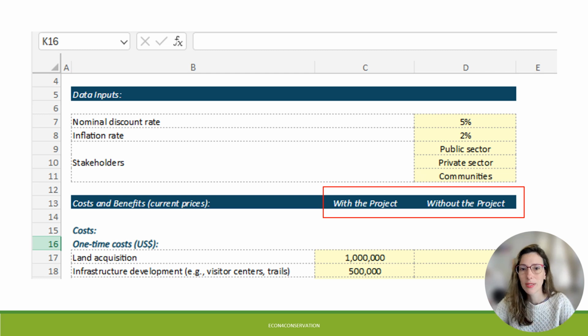So we start with some basic data, the nominal discount rate and the inflation rate. Next, we need to collect the data on the cost and benefits associated with two scenarios, one with the protected area and the other without it. We aim to understand the difference between the net benefits in each scenario. So let's start with the costs.